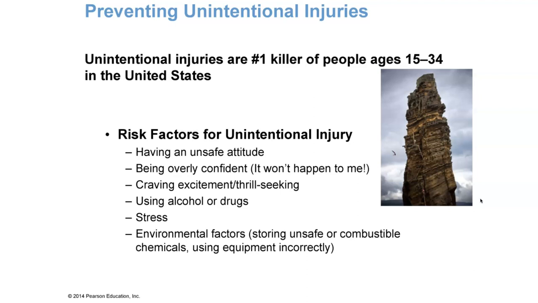Use of alcohol and drugs can also be a risk for unintentional injury because they alter your perception and may give you false impressions in your mind, or they might slow down your central nervous system to the point where you're not able to react to things. Stress, again, can alter your perception. You may be so stressed out that you're not really thinking straight, or you might be distracted in situations.